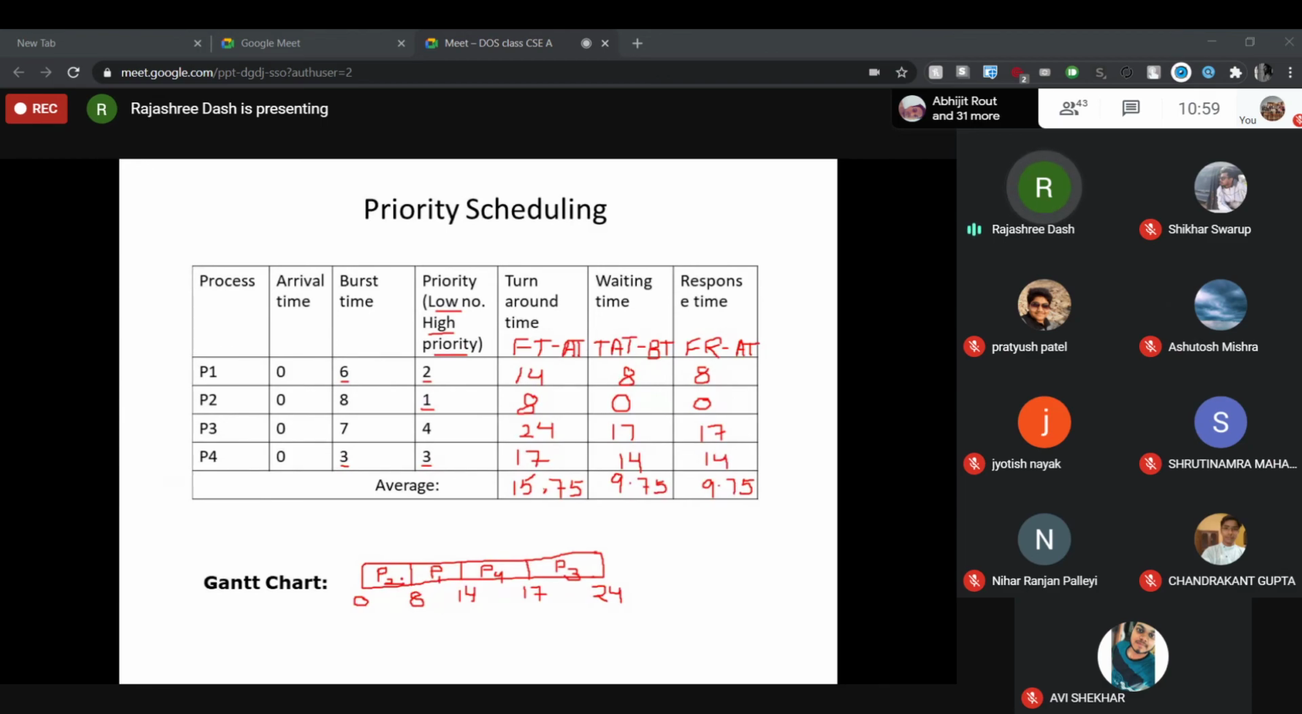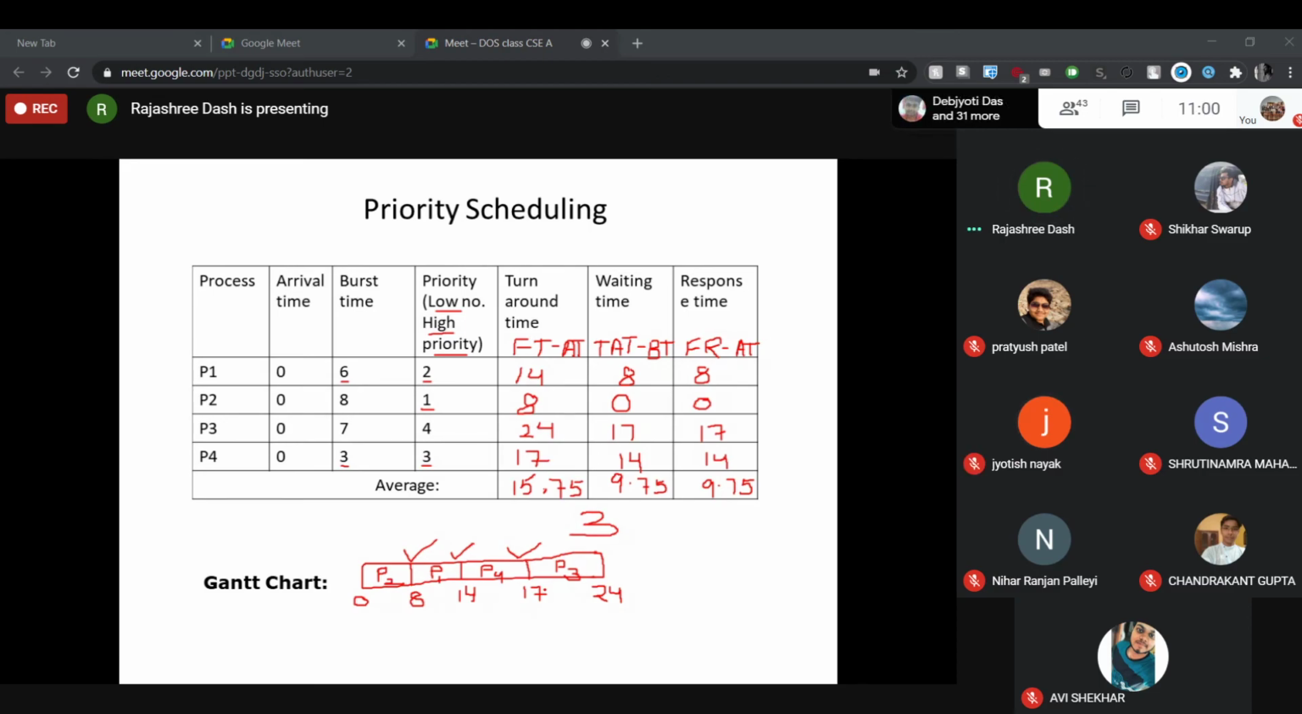The first time occurs here, P2 to P1. Again, P1 to P4, the second context switch. P4 to P3, the third context switch. So how many context switches occur here? 3.